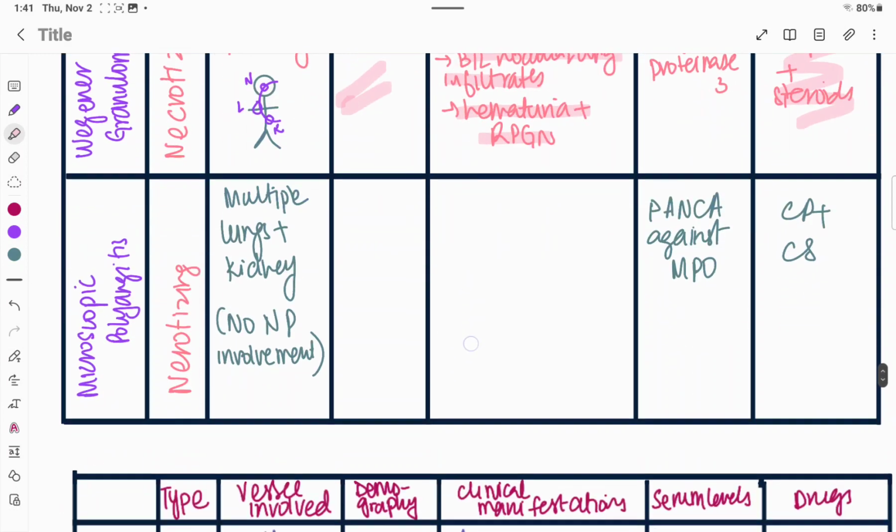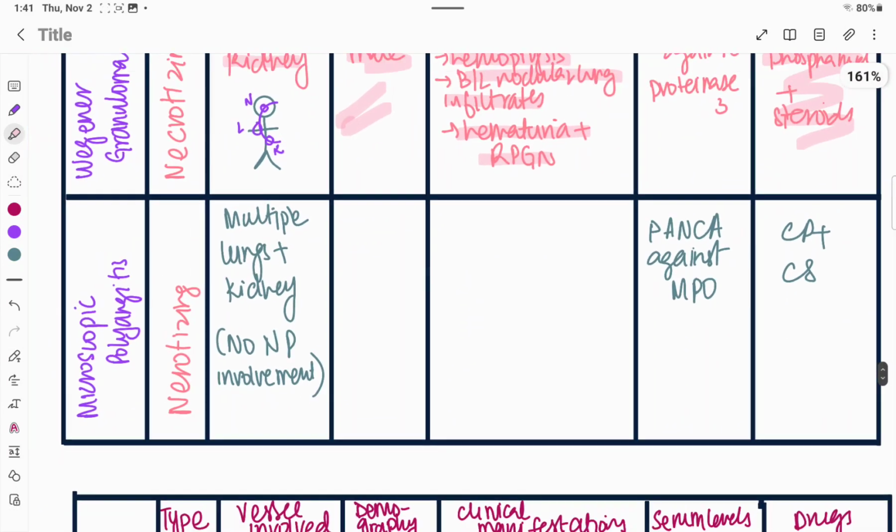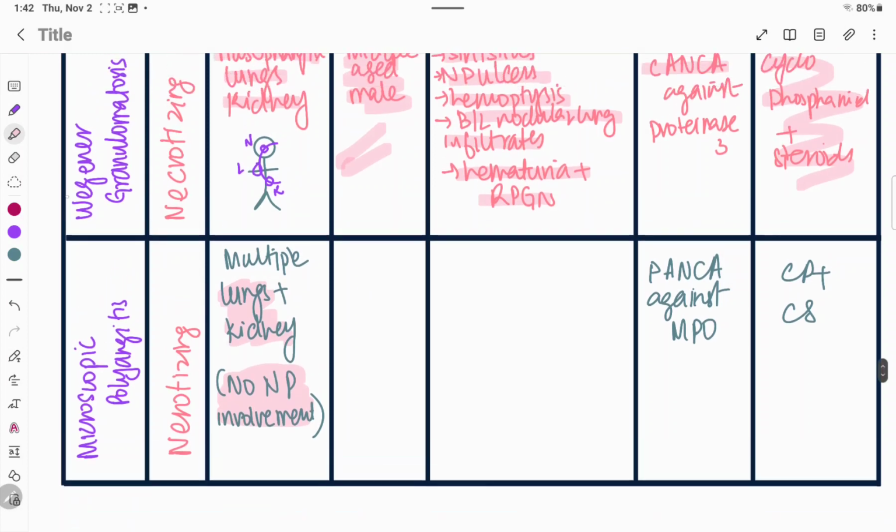Now let's move on towards microscopic polyangiitis, that is also necrotizing and also occurs in multiple organs, but it involves lungs and kidneys. No nasopharyngeal involvement. That is why these both are similar.